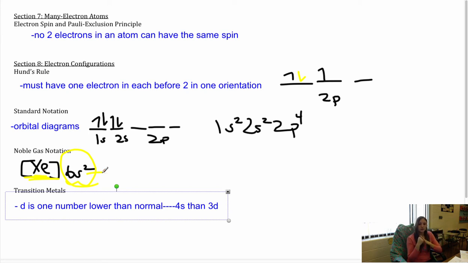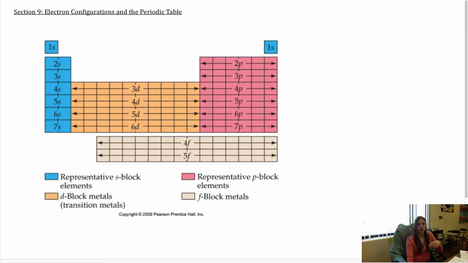Remember that with transition metals, the D level is 1 number lower than normal. I go from a 4s then to a 3d. It is easier to remember that order with the Aufbau principle or Aufbau diagram, where you know what order things go in. Well, it's easy to not memorize the order, but actually look on your periodic table. That's the next part you've got on the bottom of the page. Know just where things are.